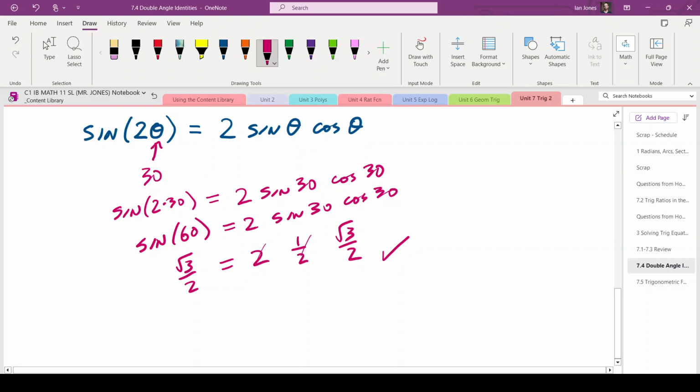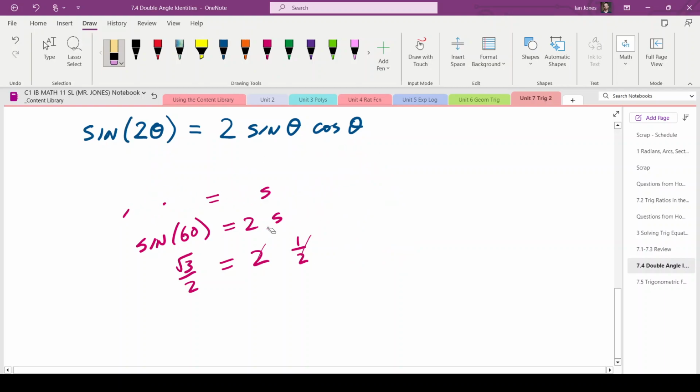Okay, I happen to pick 30. I chose 30 actually because I know that 30 is a special angle here and here, and that 2 times 30 is a special angle. So that was a nice choice. But you can choose any angle you like, and this identity will hold. This is one that you need to memorize.